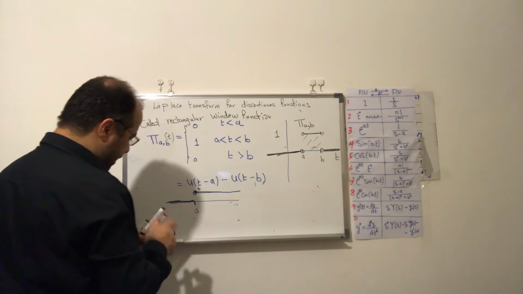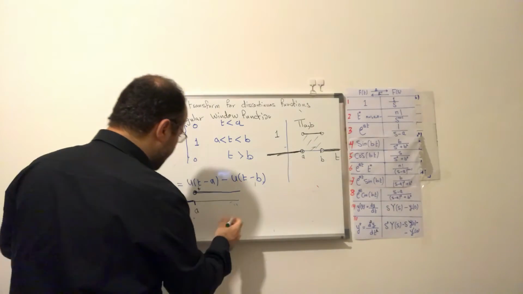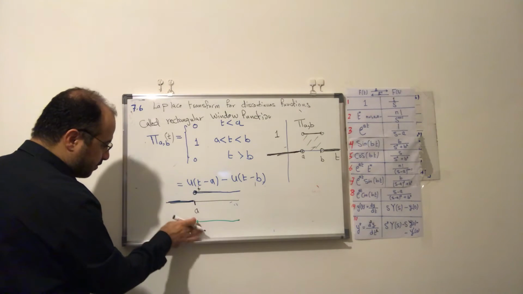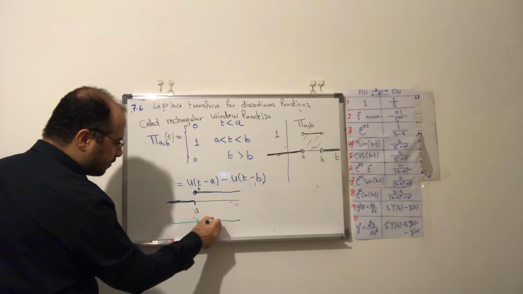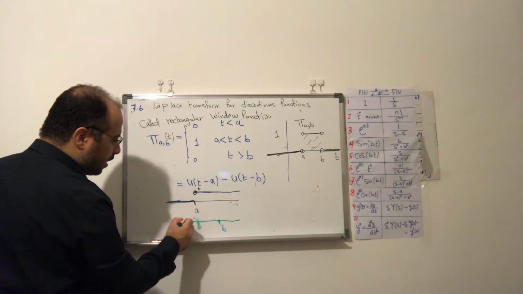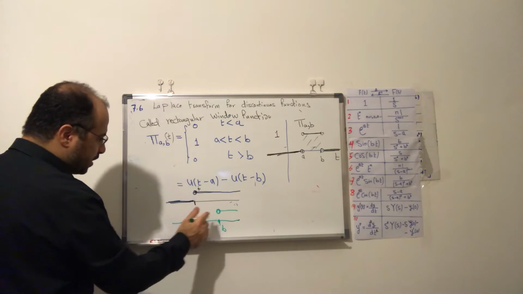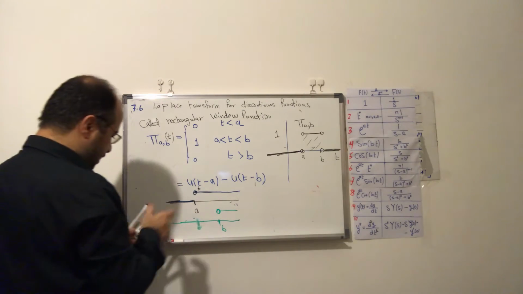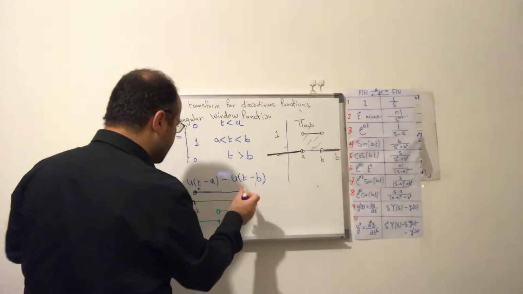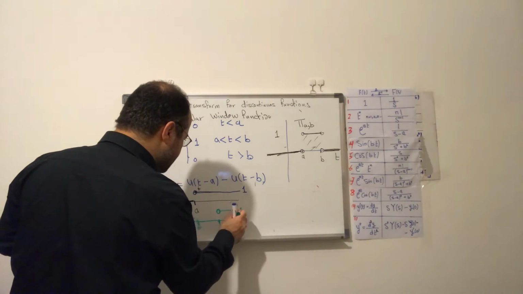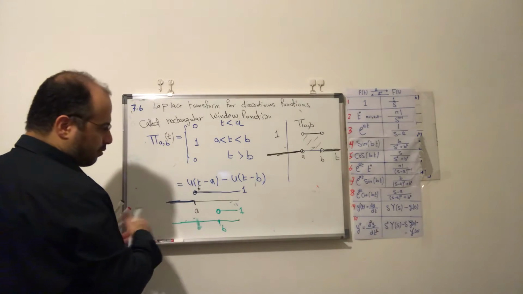If you do the second one here, here is a, here is b, and it is 1 unit here, and here it is 0 units. So when I plot this thing, this is 1. When I plot that one, it is also 1 here and 0 otherwise, yeah?